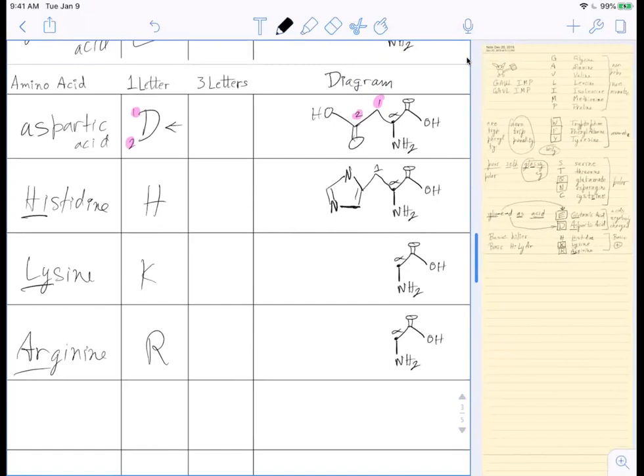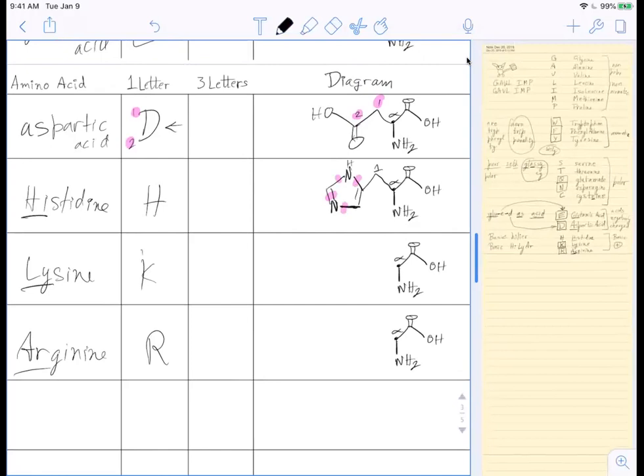And now what about the nitrogen, right? It needs 3 bonds. 1, 2, where's the third one? Not there, gotta give it a hydrogen. Okay, what about this nitrogen? 1 and 2 bonds, 3. Okay, it's happy, we're done. That's histidine. Next, lysine. I just remember the number.